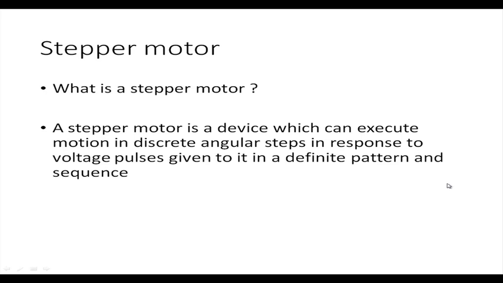What do we exactly mean by a stepper motor in this case? The stepper motor is a device which can execute motion in discrete angular steps in response to voltage pulses given to it in a definite pattern and sequence. So, voltage pulses, that means voltage which is remaining high for a particular time and then going low. This way we are having voltage pulses and we will be giving them in a definite pattern. That means several cables will be there, carrying voltage pulses in different combinations with respect to time.